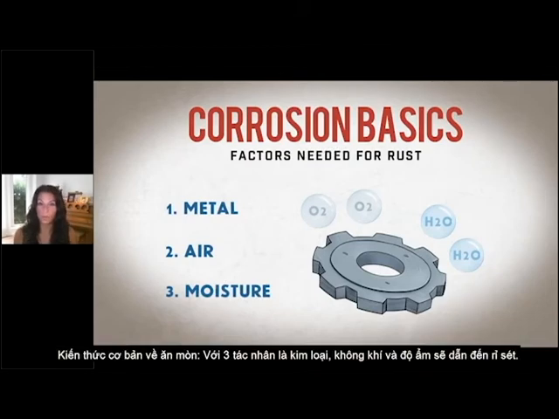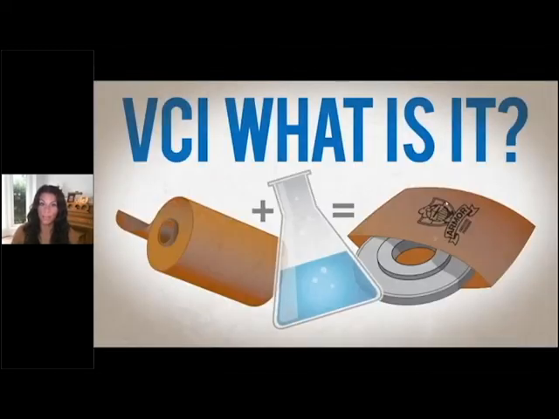So if you work with metal or your customers work with metal, you know that you only need these three things in order to have rust. You need metal, you need air, and you need moisture. And if you have those three things, then you are going to have rust. But you can prevent rust. And the way that we're going to talk about preventing rust today is VCI. So here's just your high-level overview on VCI.